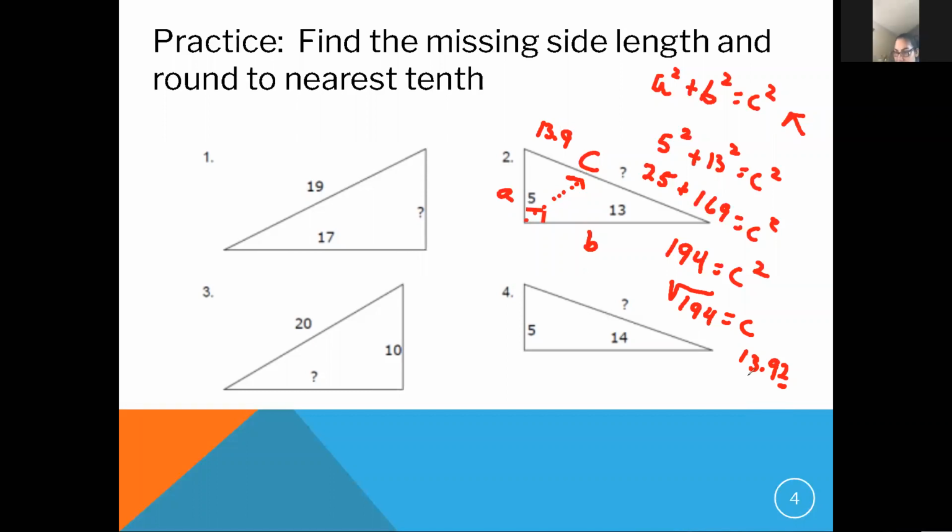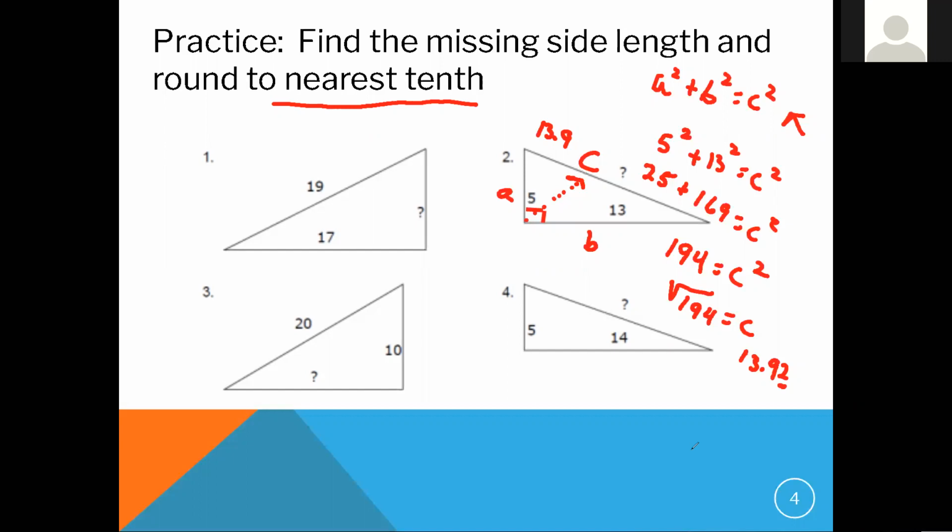So question. I can't round that off to 14? What does it say right here? To the nearest tenth. Yeah, you have to follow the directions. If it would have said nearest whole number, then you could have rounded it to 14. Okay, got it.